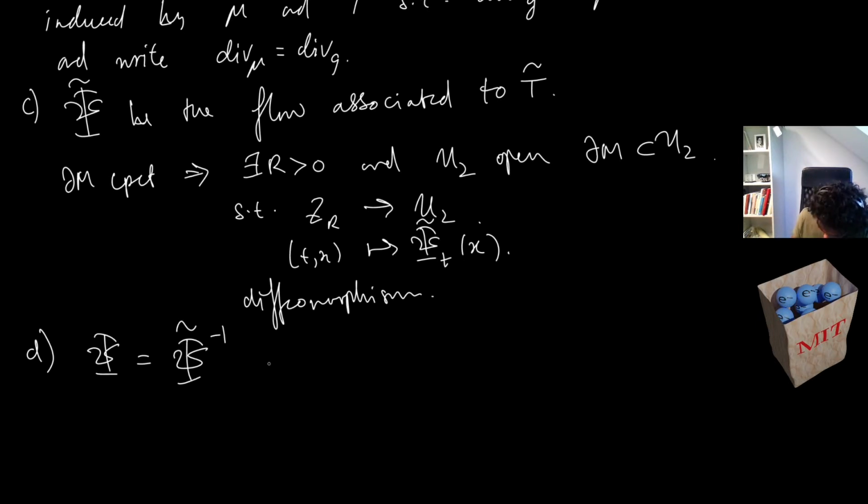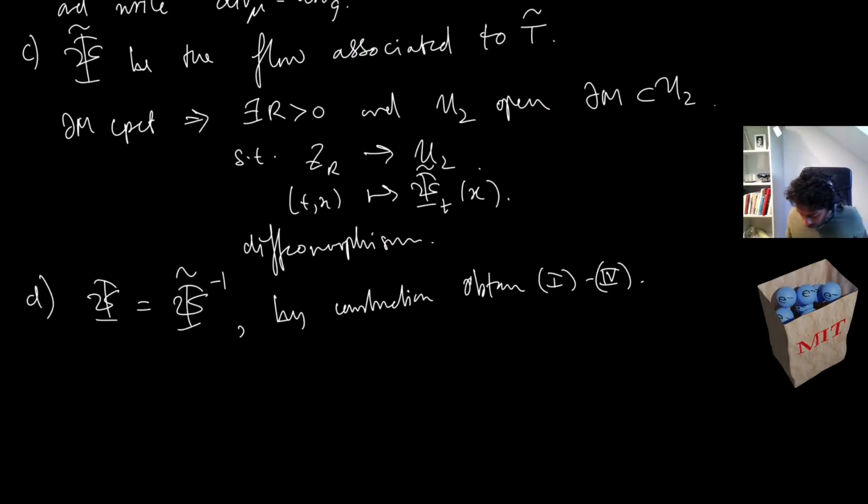And so by construction, we obtain 1 to 4. Okay.